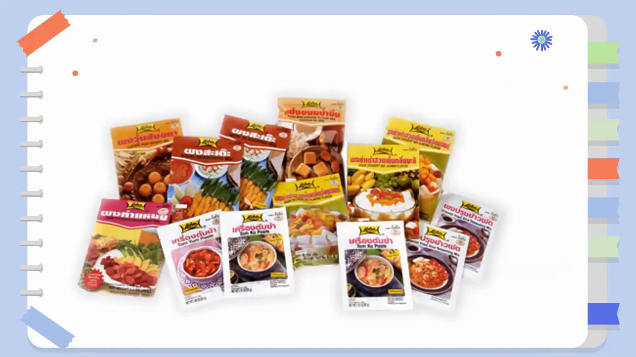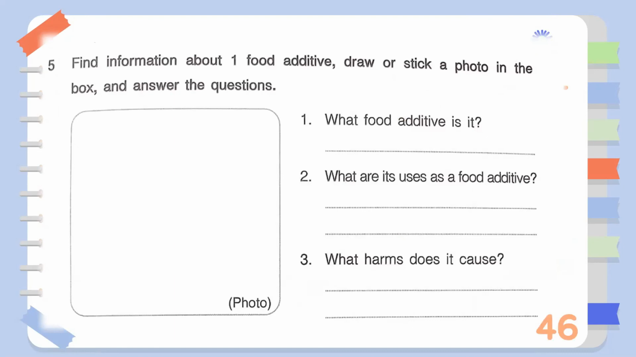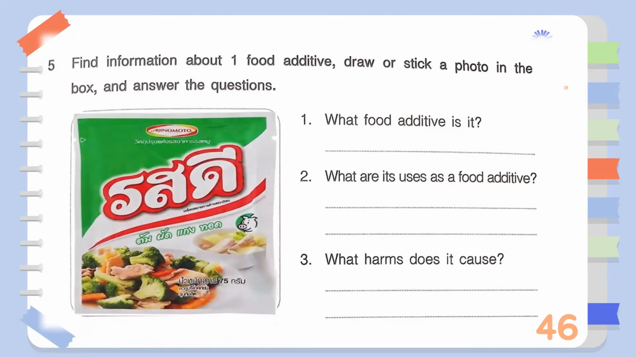Here in Thailand, these are examples of taste enhancer. You have a lot of MSG and you just need to choose only one. Now, inside this box, you are going to paste another picture of any food additive that you like. Or maybe if you can draw, then you can draw. Okay? Let's take this food seasoning or pork seasoning for example. Now, if you finish pasting a picture here, then let's proceed to the questions.